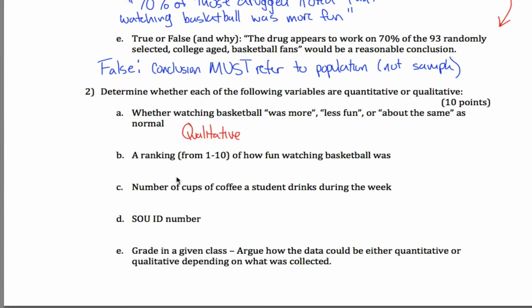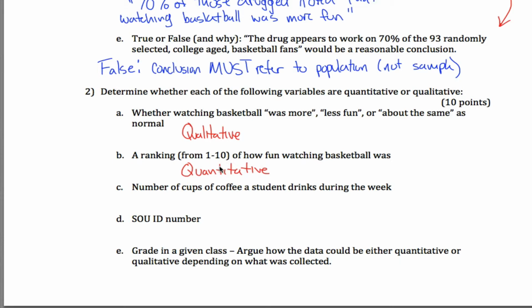A ranking from 1 to 10 of how fun basketball watching was. Similar, right? A and B are similar, but the data is different. Here, each data point says a word or a phrase, a couple of words. Down here, each data point is a number. Being a number is not enough to make data quantitative. However, these numbers, a ranking from 1 to 10, are quantitative because I could average them out and make sense of my result.